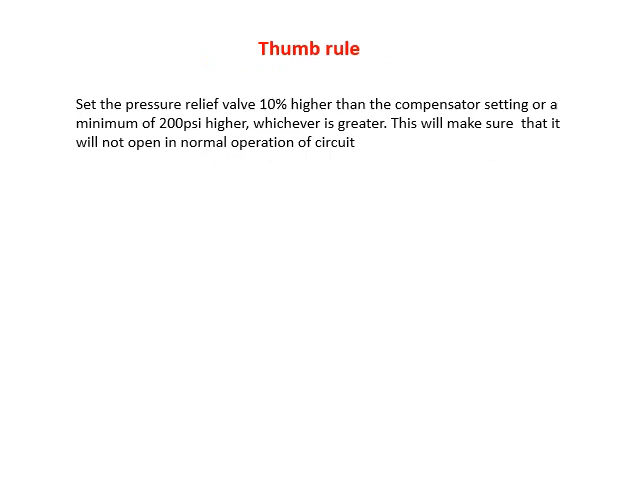The thumb rule about setting the pressure relief valve in the circuit is that it should be 10% higher than the compensator setting, or at minimum 200 psi.